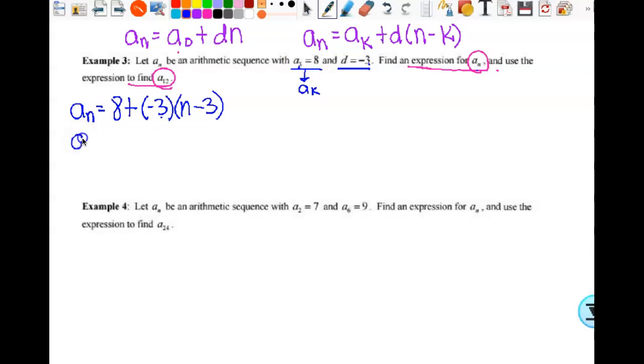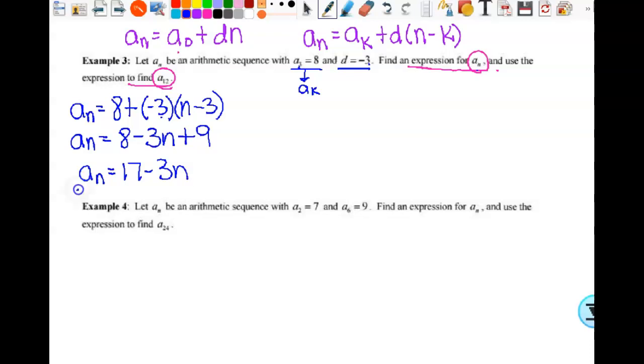All right, so then I get a sub n is equal to 8, and then -3 times n is -3n plus 9. So that means a sub n is equal to 17 minus 3n.